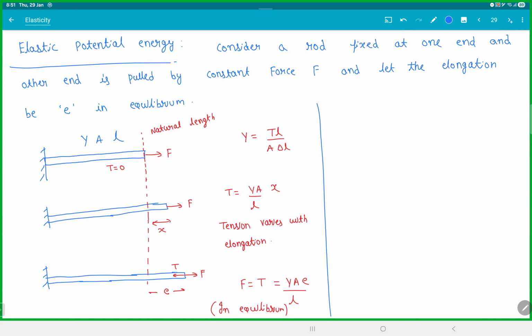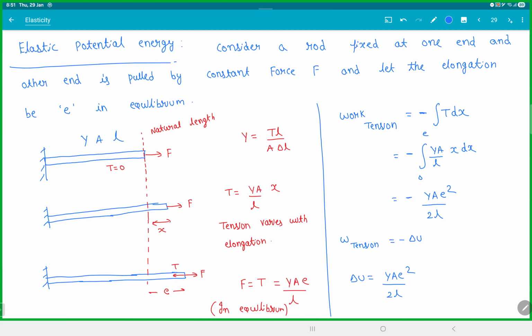Now, work done by tension. Remember, tension is your internal force. It will be negative because it is acting to the left and the displacement is to the right, so minus T dX. Now remember, the tension is not constant, so I can't say directly tension into length. I have to integrate this. This will go from 0 to E. This would be minus YAE square by 2L. And we know work done by internal forces is equal to minus delta U. So from here you get the change in potential energy is equal to YAE square by 2L.